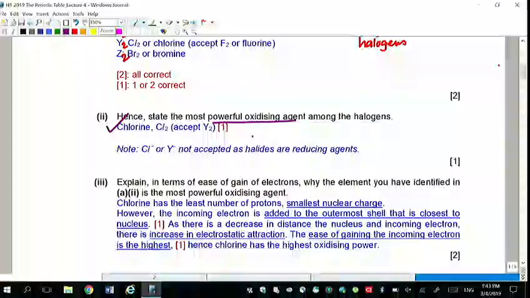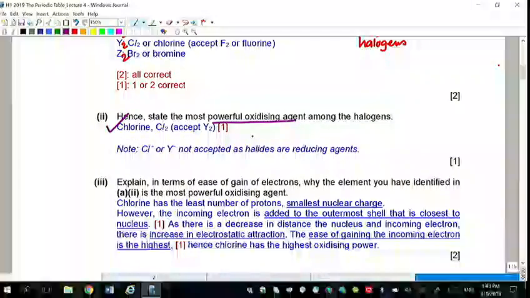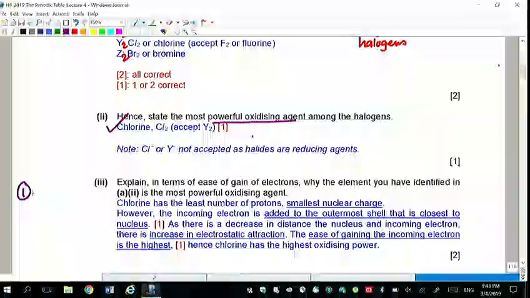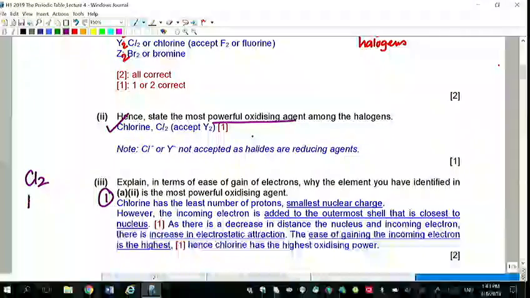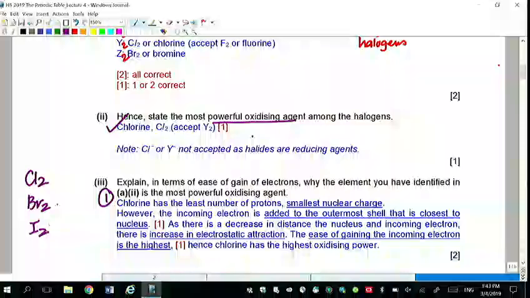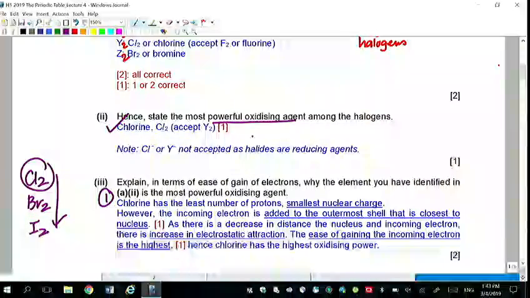So what happens is that, first thing, I will always talk about the nuclear charge. So over here, I compare the nuclear charge. By right, chlorine has the least number. I'm comparing Cl2, Br2, as well as I2. Down the group, you should be able to recognize that chlorine has the least number of protons, so it should have the smallest nuclear charge.